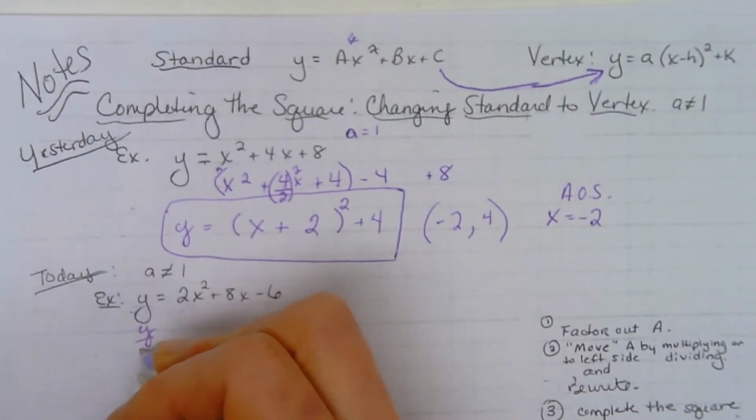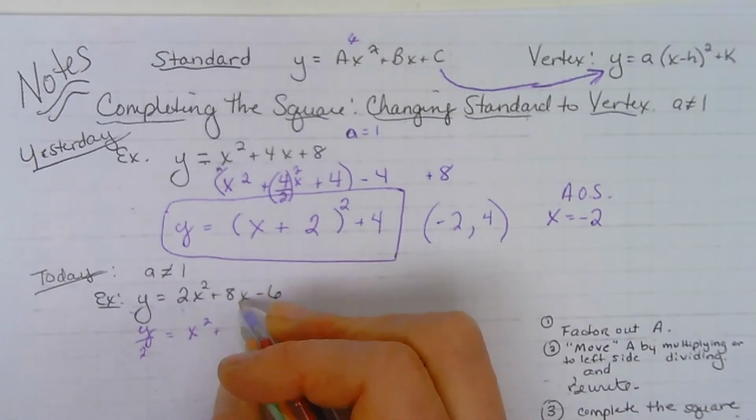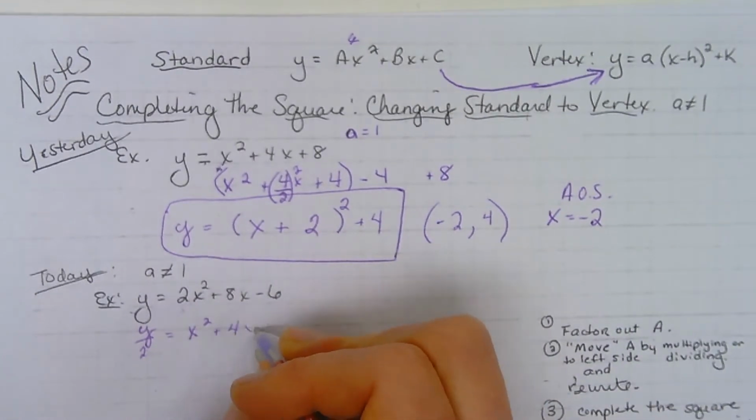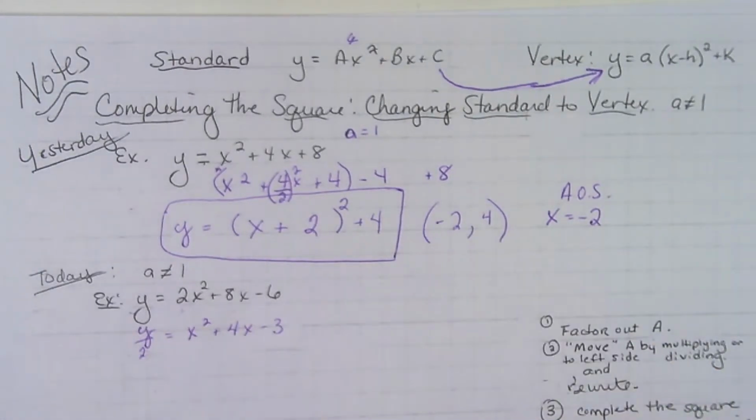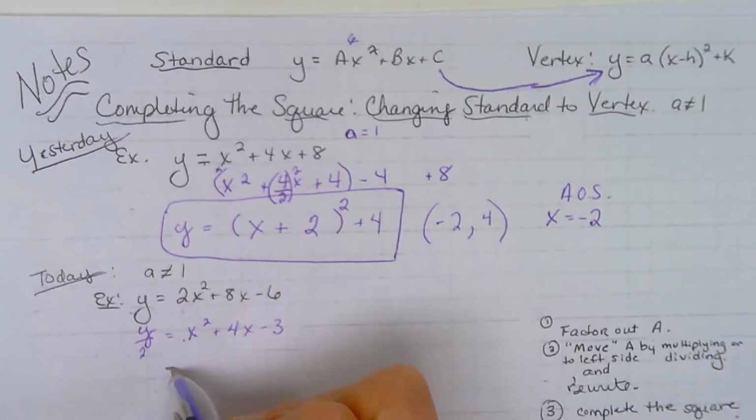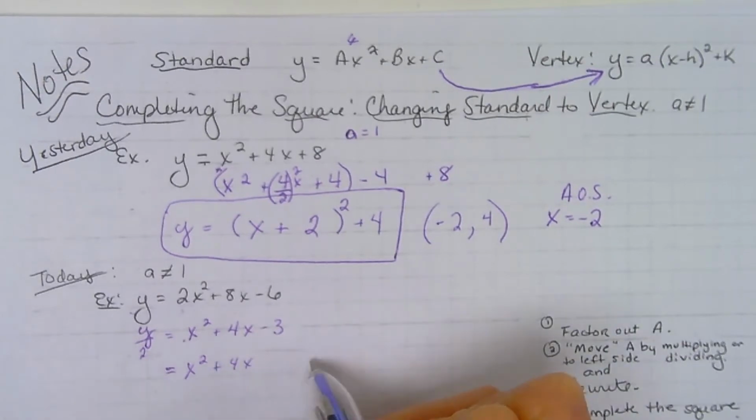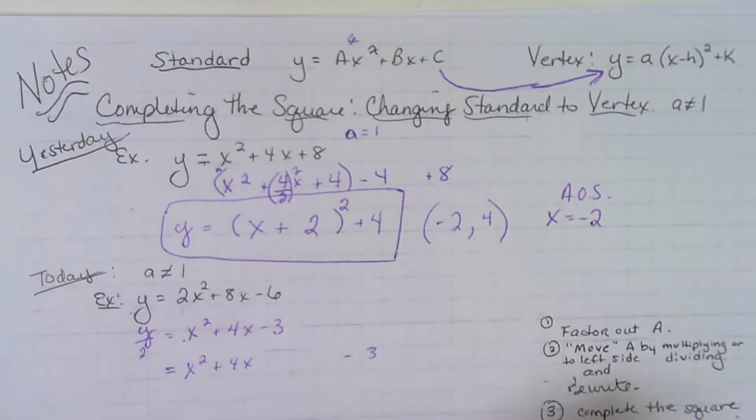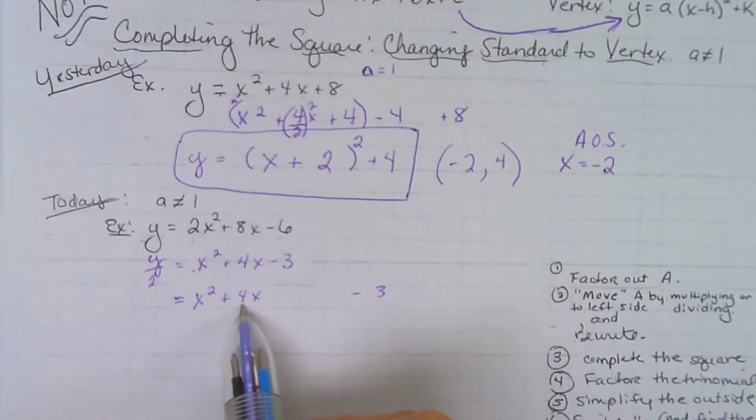Y divided by 2 equals x squared. 8x divided by 2 is 4x. And this is minus 3. So what that does is give us a coefficient of 1. Okay. I'm going to use the method to complete the square. X squared plus 4x, rewrite with minus 3 way over here. Rewriting.